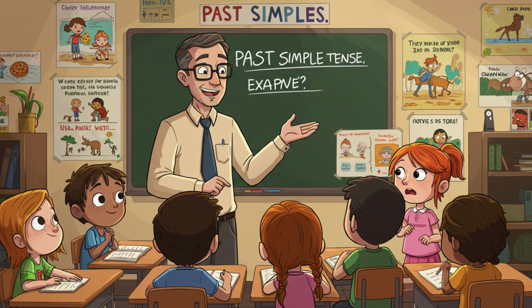So, to recap the main points. One: use the past simple for completed actions in the past. Two: for regular verbs, just add ed. I walked. Three: for irregular verbs, you have to learn their unique past forms. I went. Four: to make questions, use did plus base verb. Did you go? Five: to make negative sentences, use didn't plus base verb. I didn't go. Six: the verb to be has two past forms, was and were.